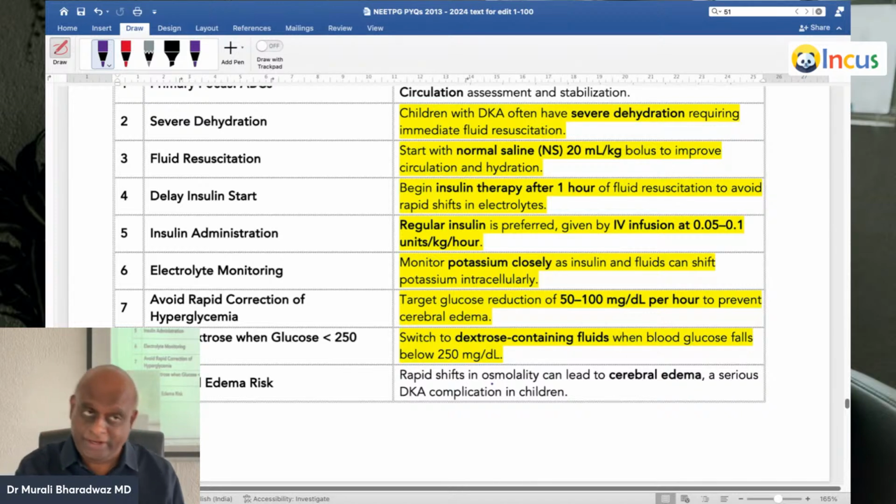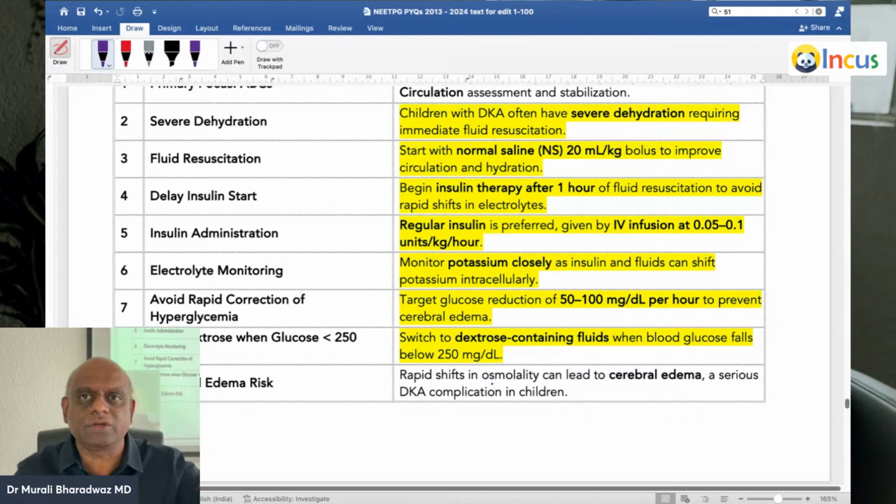DKA leads to dehydration. Dehydration leads to decreased renal plasma flow. Decreased renal plasma flow leads to increased renin-angiotensin, which increases aldosterone. Aldosterone causes retention of sodium and loss of potassium into urine. That's the reason total body potassium is low. But insulin is needed to move potassium into the cell, and that is deficient in DKA. So even though total body potassium is low, it is not moving intracellularly and remains in plasma. That is the reason your serum potassium value will be normal though the total body potassium is low.